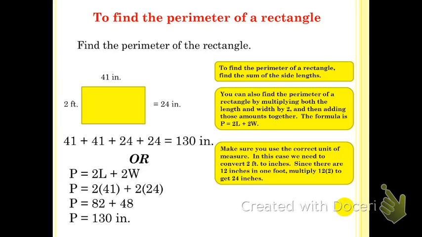Make sure you use the correct unit of measure. In this case, we need to convert 2 feet to inches, since there are 12 inches in 1 foot. Multiply 12 times 2 to get 24 inches. Notice 41 plus 41 plus 24 plus 24 equals 130 inches, or 2 times 41 plus 2 times 24 is also equal to 130 inches.